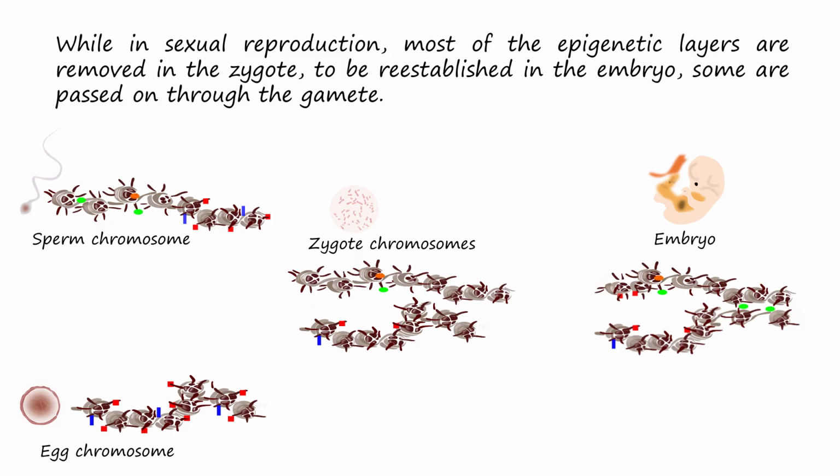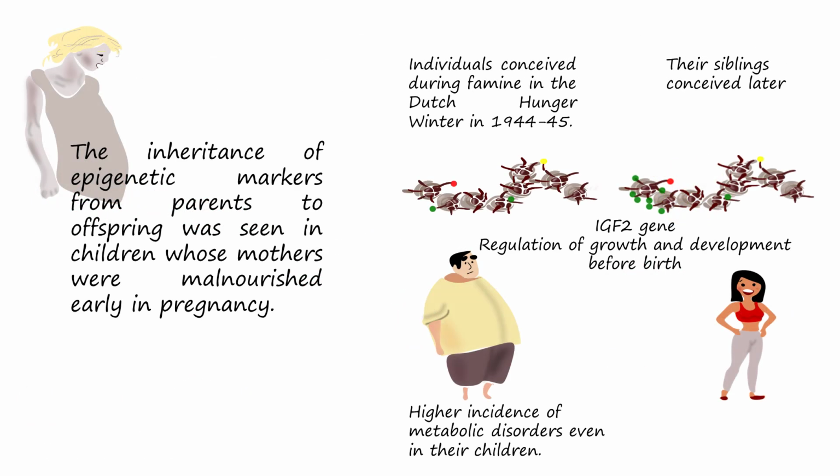As the embryo develops, the signal a cell receives from its neighbors helps determine what type of cell it will become, so the removal of epigenetic tags of the parents in the zygote enables the different cells and tissue types needed for life to develop. However, even in sexual reproduction, some epigenetic tags are passed on through the gametes to the zygote and eventually to the new individual.